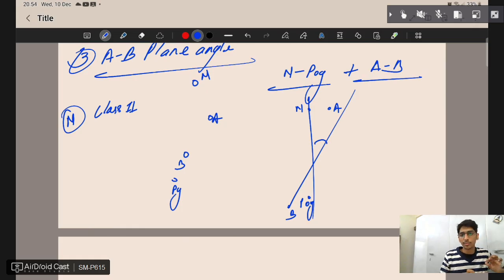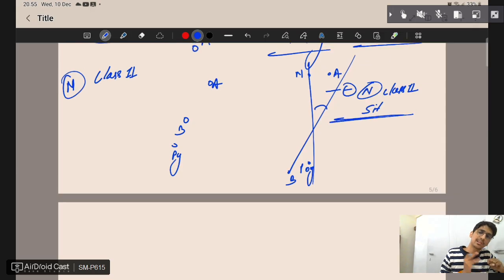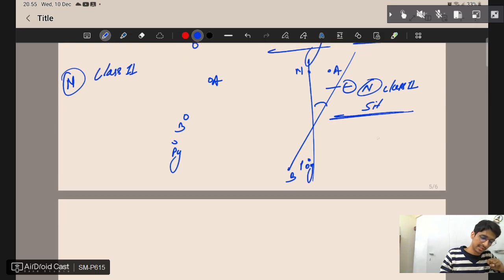Now guys, you have to memorize something with this. In AB plane angle, this is the only negative value which indicates a normal class 2 situation. It is the only value in orthodontics where negative is normal and positive means class 3 situation. It becomes reverse. As when B goes like this, AB and this is NPOG, this becomes positive. This is in the class 3 situation, but in class 2, it is normal.